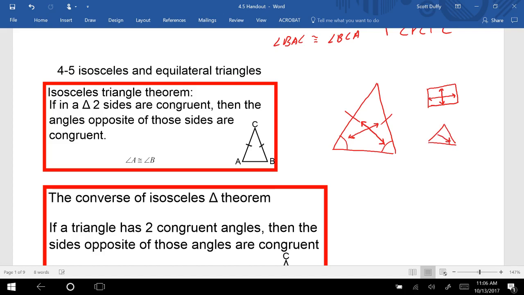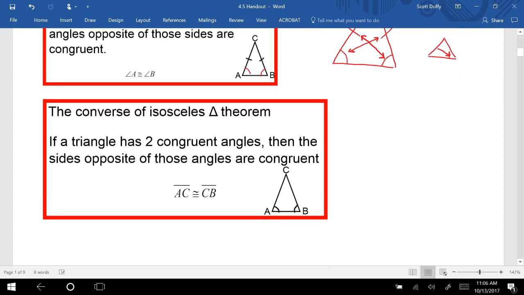So that's why we say that the isosceles triangle theorem states that if two triangle sides are congruent, then the angles opposite those sides are congruent. This angle and this angle. The converse says that if a triangle has two congruent angles, these two, then the sides opposite those angles are congruent. Right there and there.